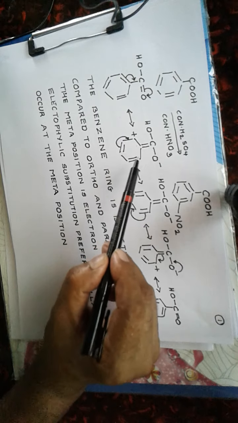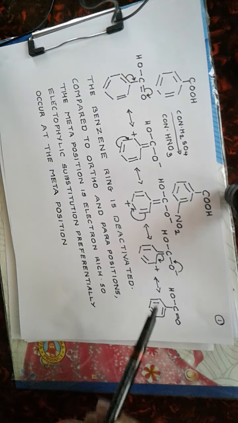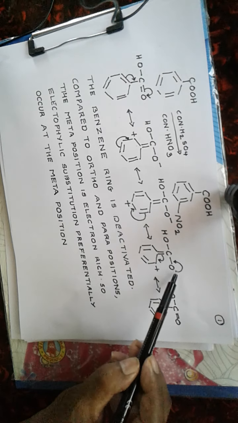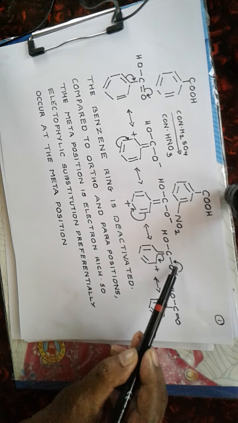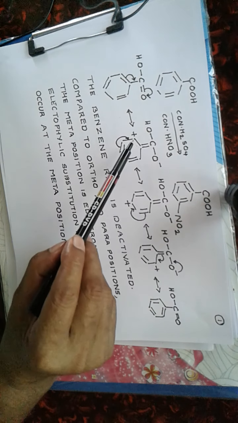a positive charge here, and this pi bond shifts here and we get a positive charge here, and those structures are shown here. And finally this pi bond shifts in this direction, and the lone pair over the oxygen atom shifts in between carbon and oxygen, creating the pi bond. So we find that in the ortho and para positions there are positive charges, so they are less electron rich, and the meta position is having no charge.